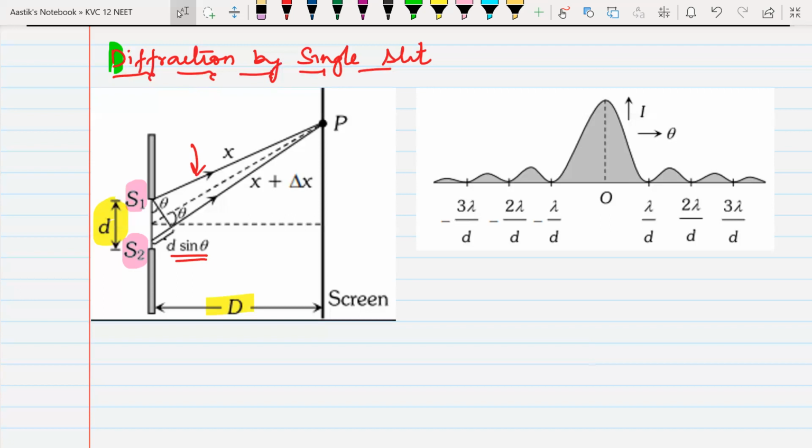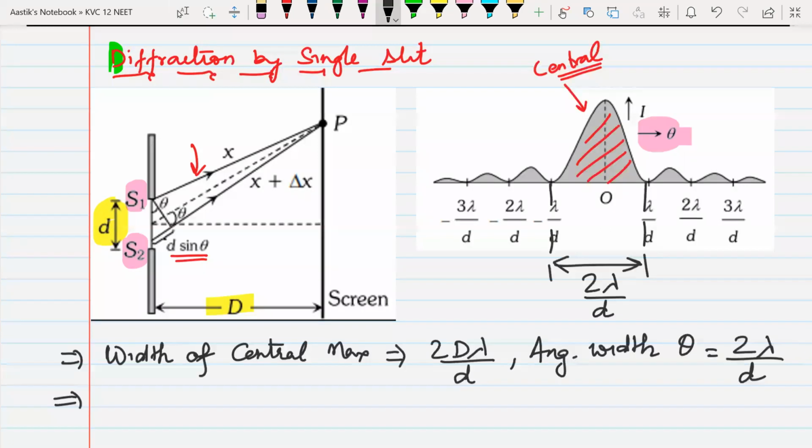Width of the central maxima is this much. Sir, you don't see it? Okay, sorry. You see it now? Width of the central maxima is 2 capital D lambda by small d, and the angular width is 2 lambda by d.